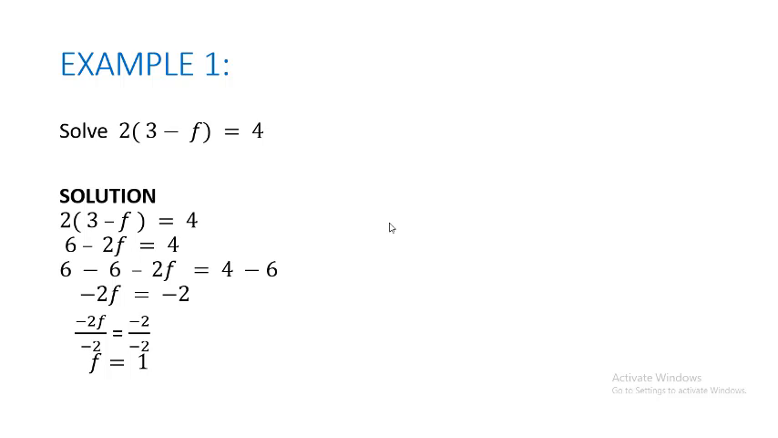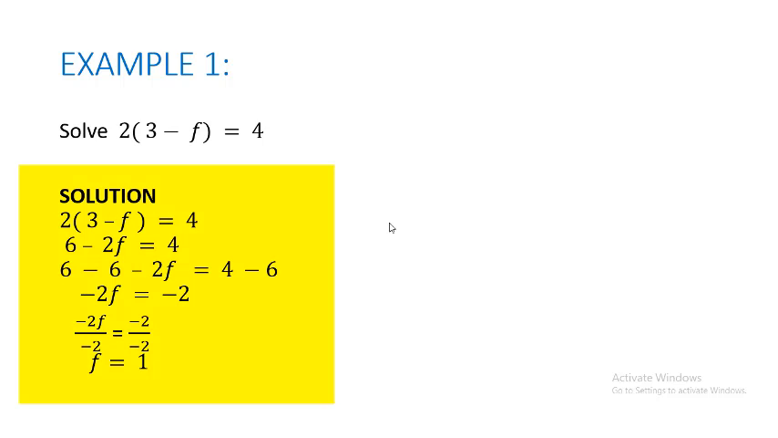Now here we have example 1. Example says solve 2 open bracket 3 minus f close bracket is equal to 4. As we can see, we have an equation with bracket. Now, how do we simplify? How do we work out such equations? Now, let us focus on the solution.